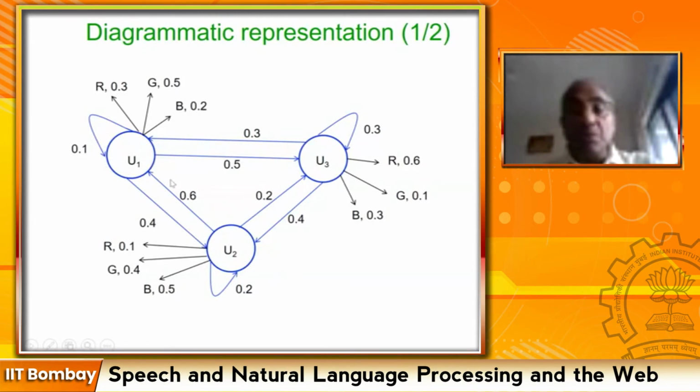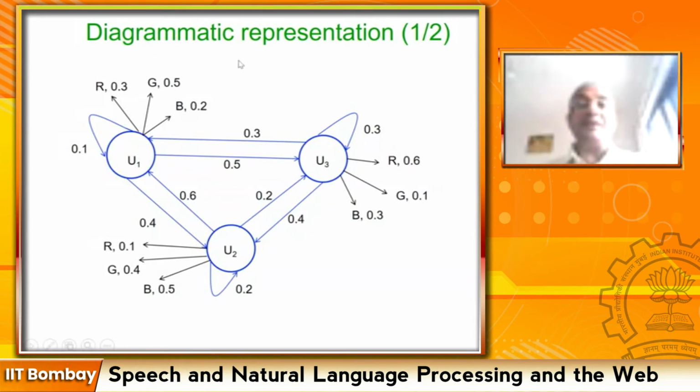The probability of going to U2 from U1 is 0.4. From U1 to U3 is 0.5. Now 0.5 plus 0.4 plus 0.1, this must add up to 1. From the current urn, I should be in one of the 3 urns. So that's why they must add up to 1. Okay. And the emission probabilities, which are shown by black lines, they also should sum up to 1. So this is a very convenient and elegant representation of a hidden Markov model.